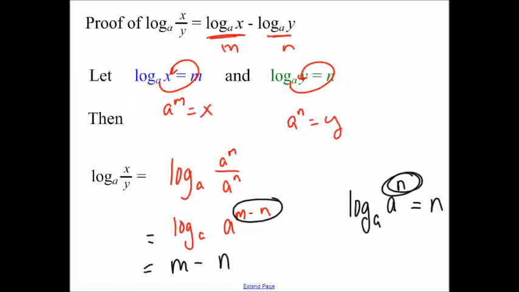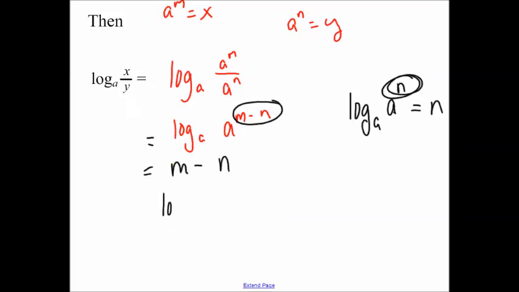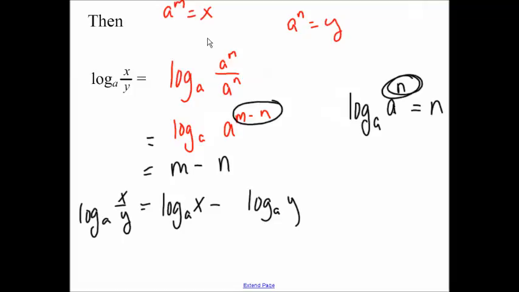And we called m log base a of x, and we called n log base a of y. And so we have proved that log base a of x over y is the same thing as taking the difference of the logs. All right, one more property to prove.